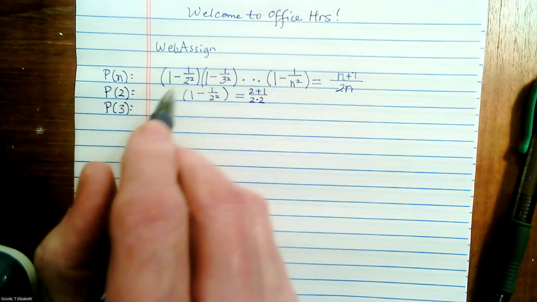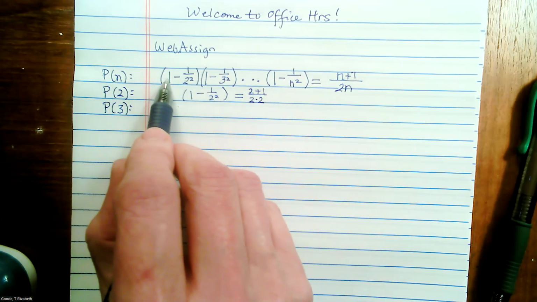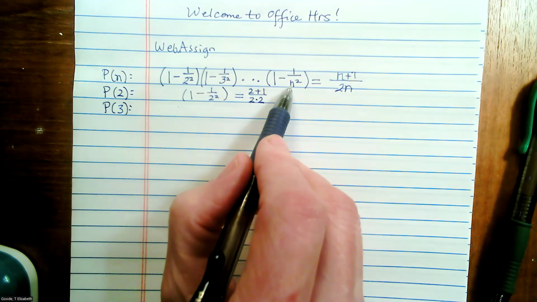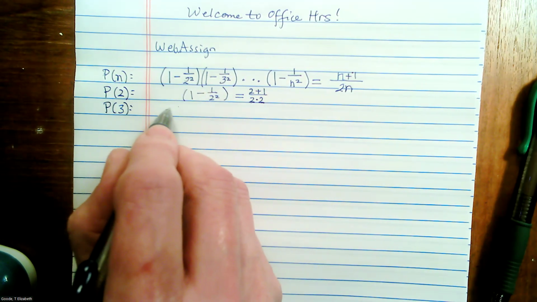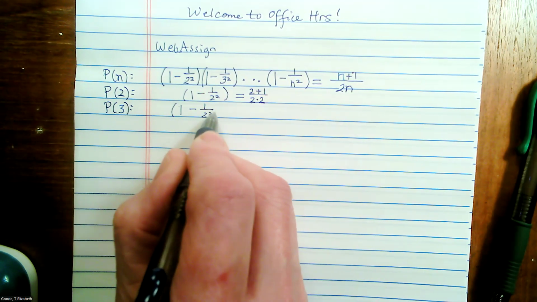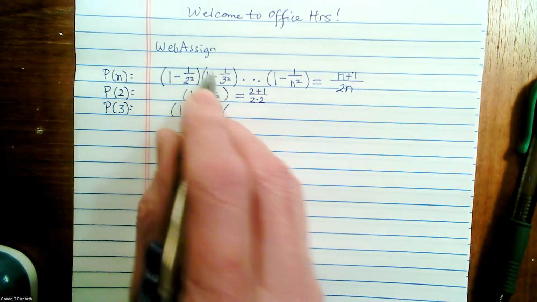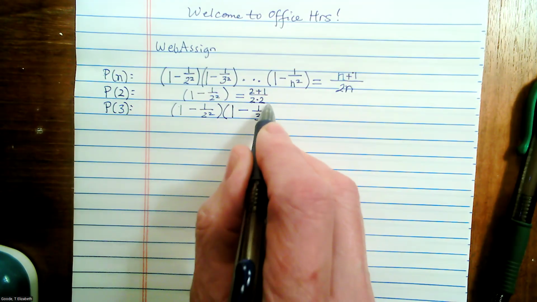So P of 3 says go until n is 3. Include factors up to and including when n is 3. So on the left-hand side of P of 3, it would be 1 minus 1 over 2 squared times the next factor, 1 minus 1 over 3 squared.